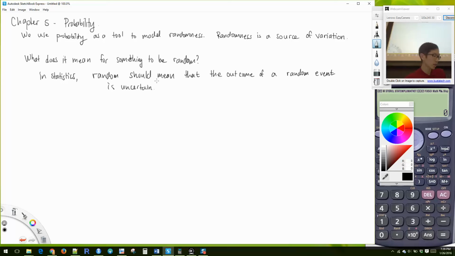okay, and should not produce predictable patterns. On the other hand, random does not mean that we cannot model it or that we cannot understand it. Okay, so even if something is random, we can still model it and understand it. So I'll write this.